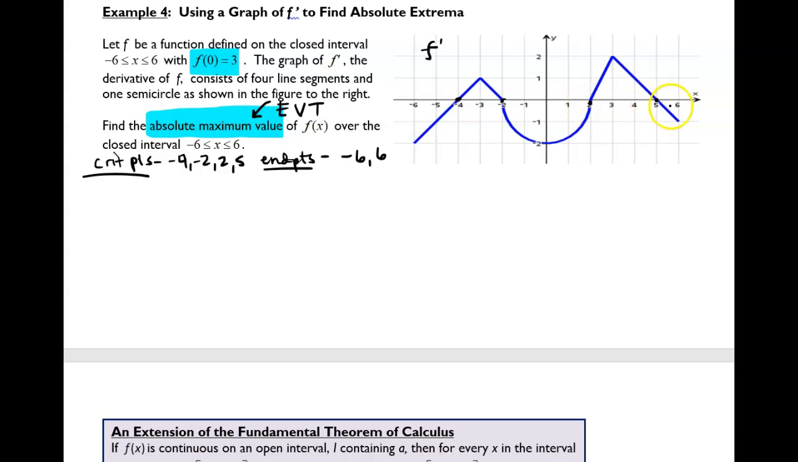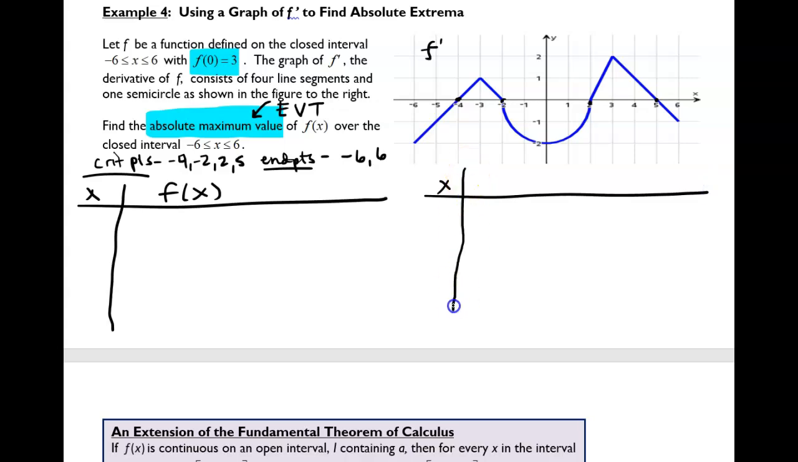And so what I need to do is find f at those values. These are the same places where we would have relative maxes and mins, but we're going to have to do more work to figure out absolute maxes and mins. So we are going to make a table of values. I'm going to split it into two tables just so we have enough space. So we have to check -6, -4, -2, 2, 5, and 6. Before we do that, let's go ahead and actually split up our graph so that we can find the areas. It will help us find the integrals more easily.